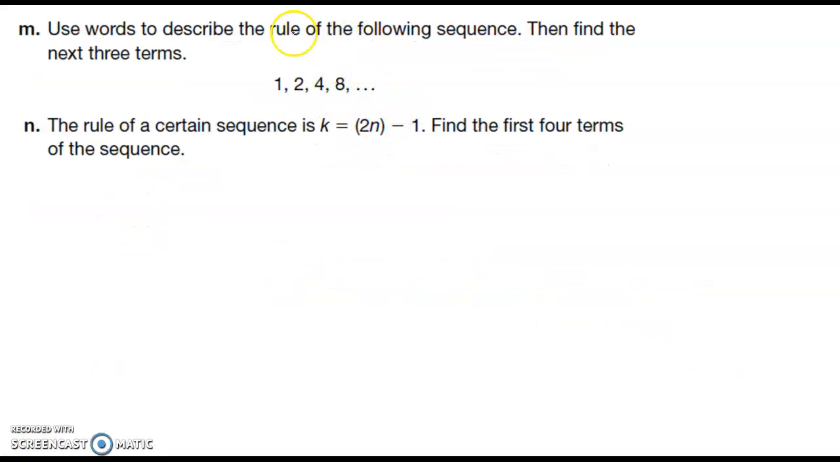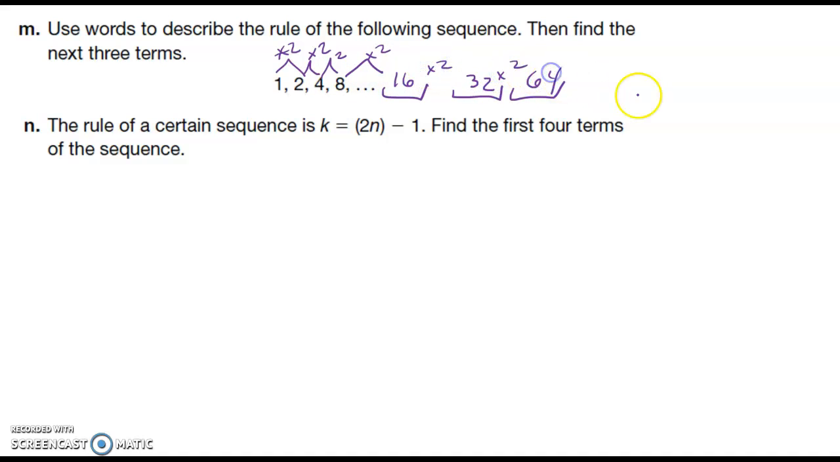We'll keep going. Use words to describe the following sequence, then find the next three terms. So let's see. 1 times 2 times 2. I think the rule is times 2. And then find the next three terms. So 2 times 8 is 16, times 2 is 32, times 2 is 64. So I have 16, 32, and 64 as my next three terms.